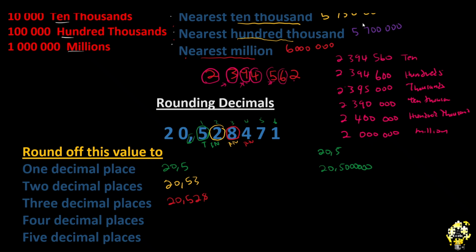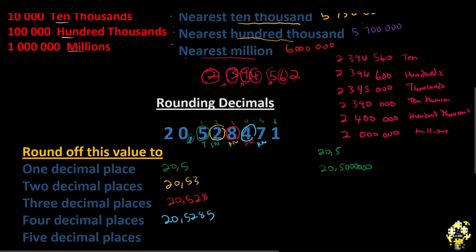Round off to 4 decimal places. Who is the target? The one that sits on the 4th decimal place. Who is the right neighbor? It's the 7. What does it say? It falls under round up. It says we must add 1 to the target. So since the target is 4, we are going to say 20.5285. We have added a 1.